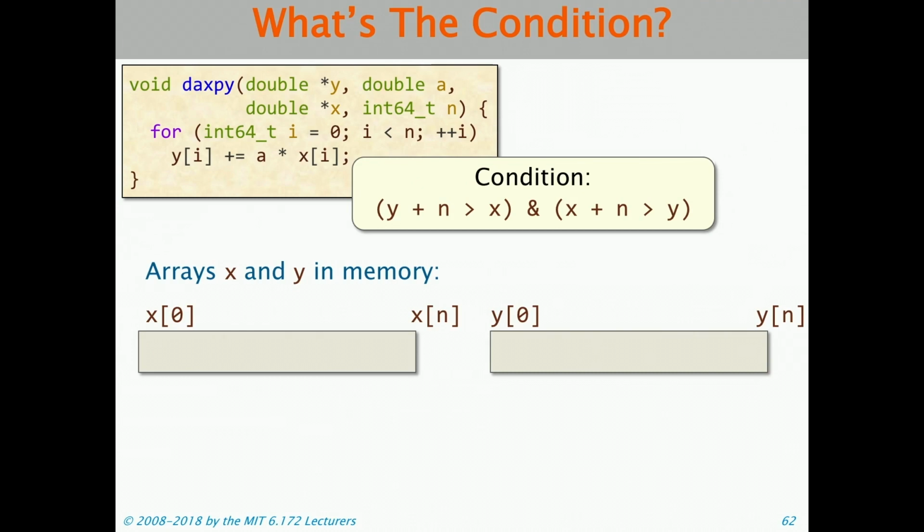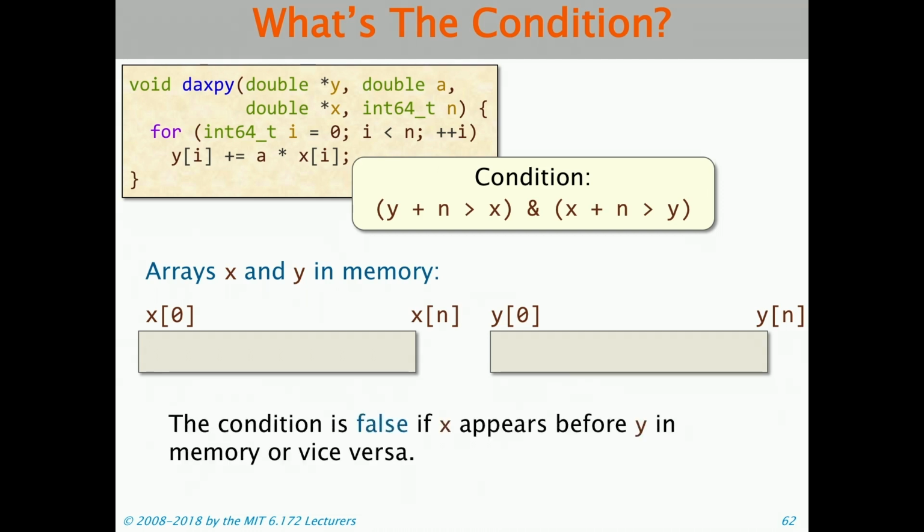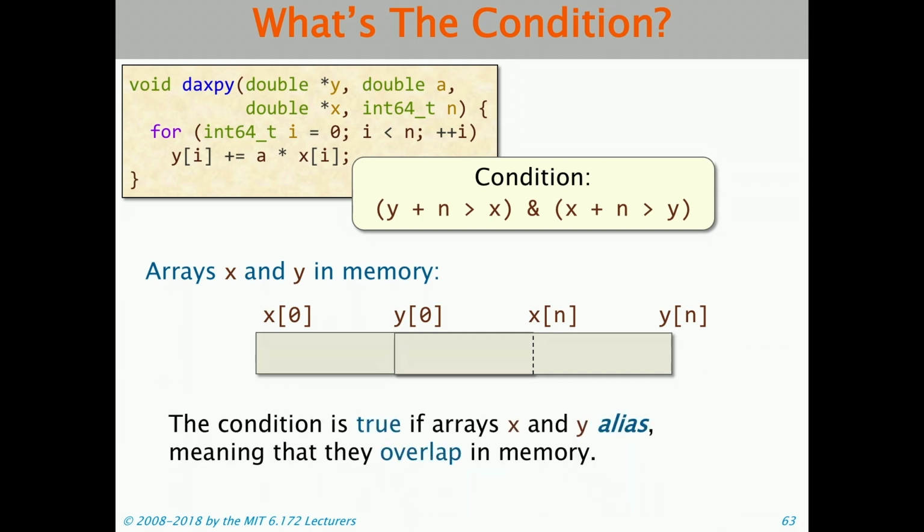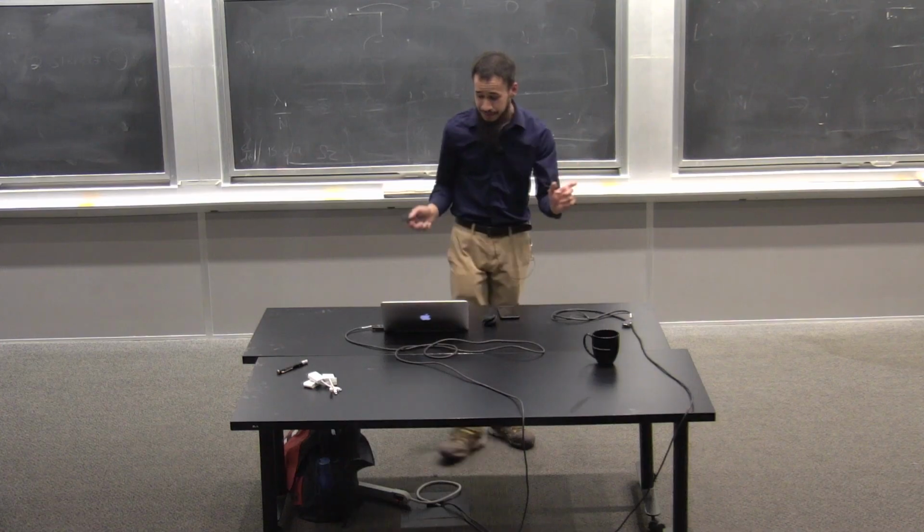If we have x living in one place in memory and y living in another place in memory, then no matter how we resolve this condition, if we check is both y plus n greater than x and x plus n greater than y, the result will be false. But if x and y overlap in memory for some portion of memory, then regardless of whether x or y is first, x plus n will be greater than y, and y plus n will be greater than x, and the condition will return true. In other words, the condition returns true if and only if these portions of memory, pointed to by x and y, alias.